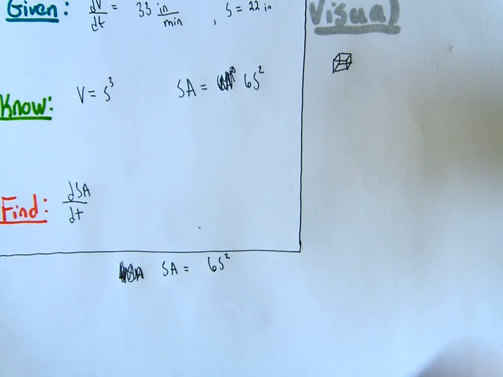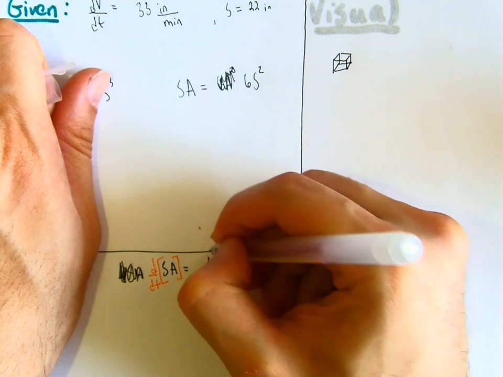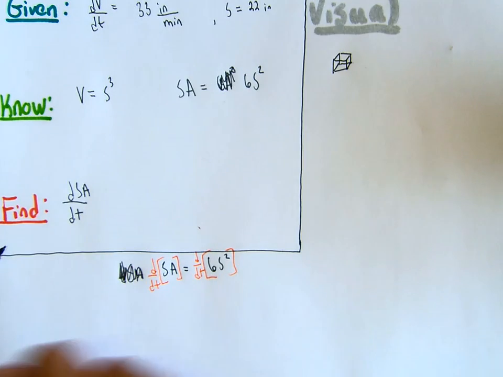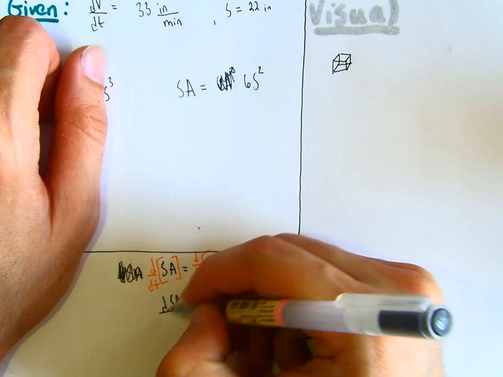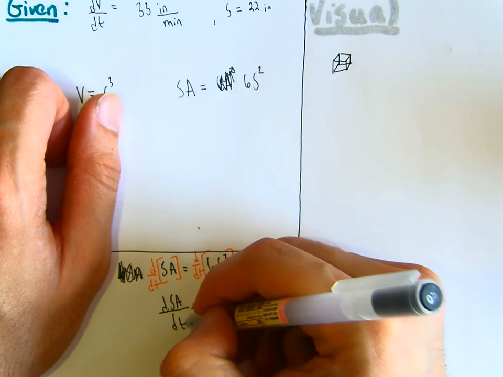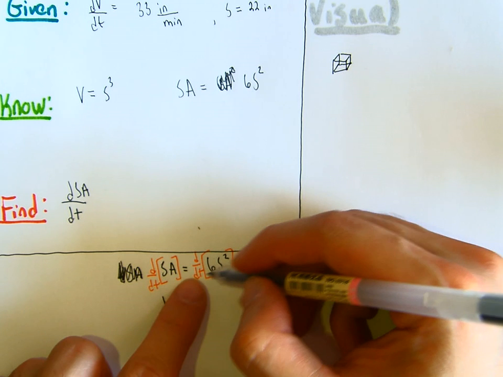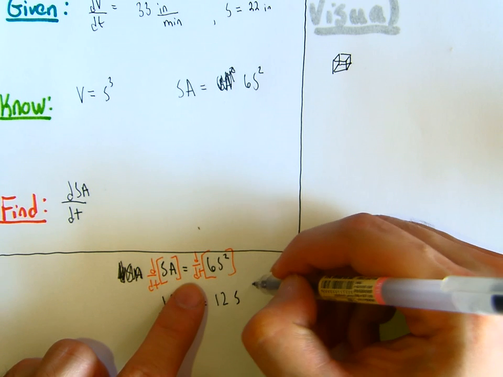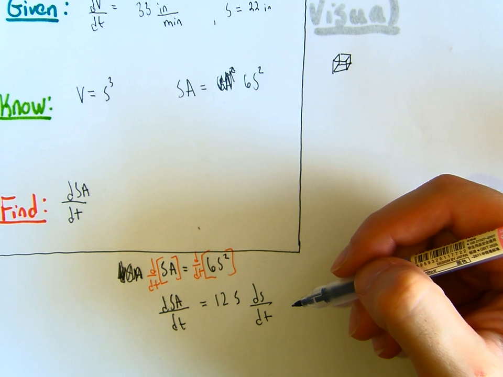So then what do we have? We're going to take d/dt on both sides. And now here we're going to have dSA/dt. So this is the rate of change of the surface area, which is equal to, now we have to take the derivative of this. So this should be 12s ds/dt. Okay. Now how do we continue further?